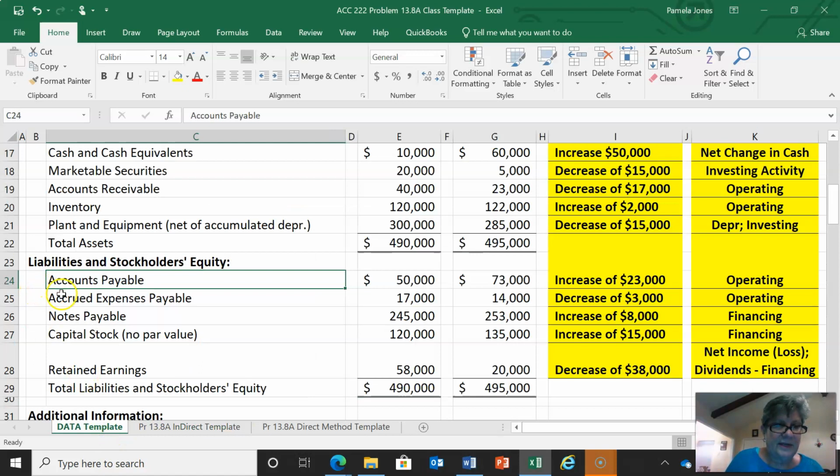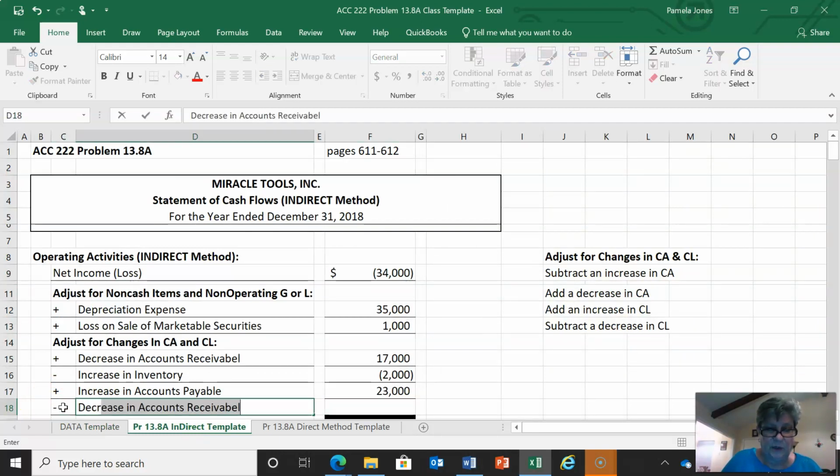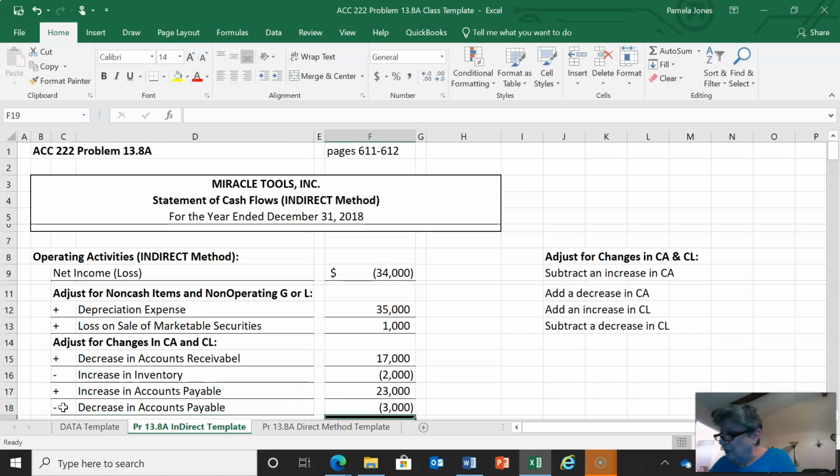And then the next item is accrued expenses payable. That was a decrease of $3,000. And we subtract decreases in current liabilities. So that's a minus $3,000. And let me make sure I didn't mess up the amounts on that. Yep, so far so good.